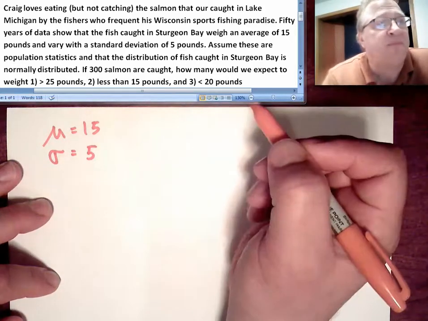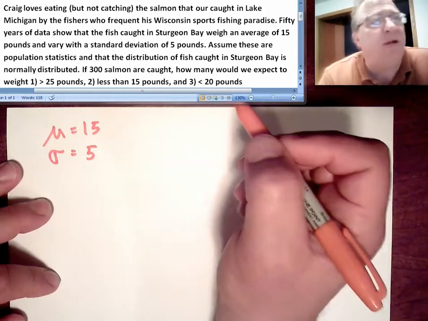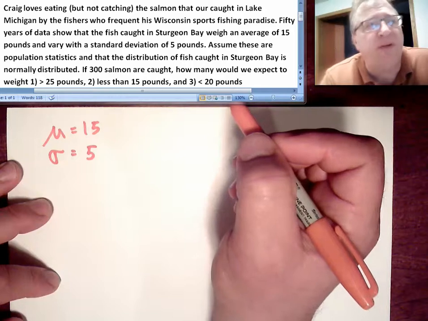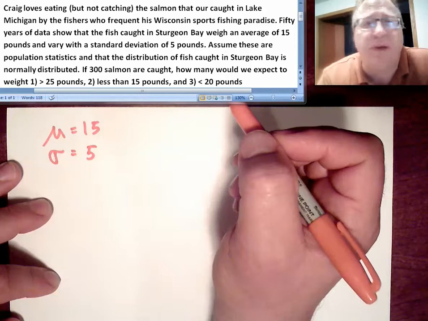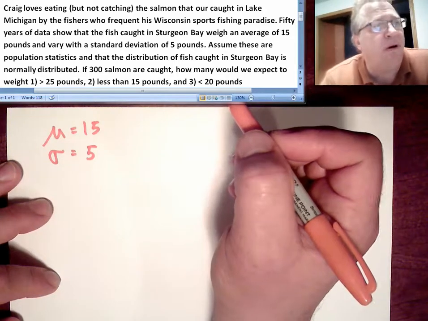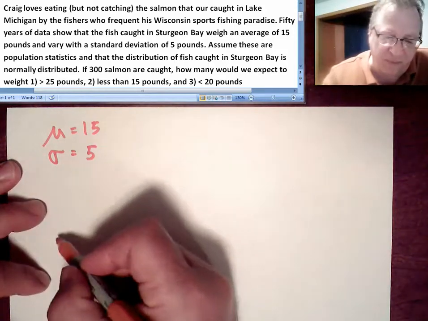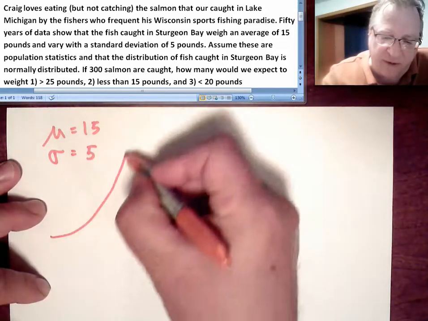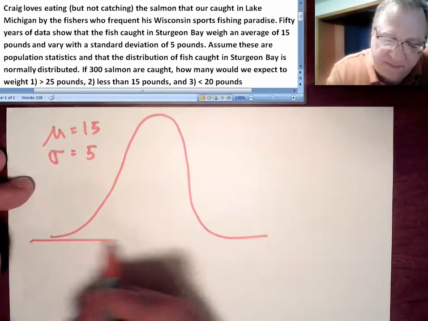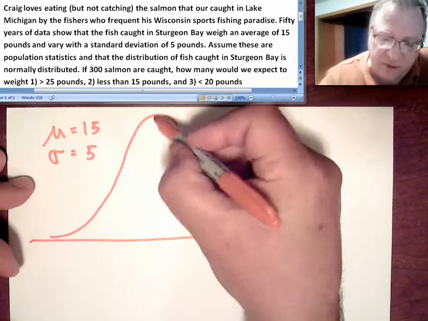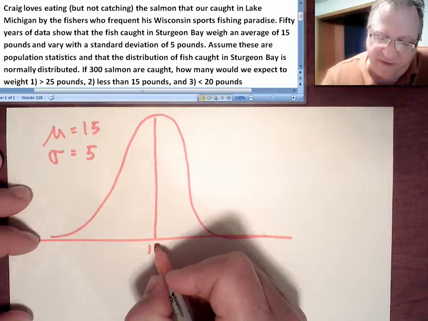Okay. If 300 salmon are caught, we are asked, how many would we expect to 1, weigh more than 25 pounds, 2, weigh less than 15 pounds, and 3, weigh less than 20 pounds? All right, let's think about this. Let's draw a picture. I'm going to draw our normal distribution. Oh well. Here's our mean at 15.